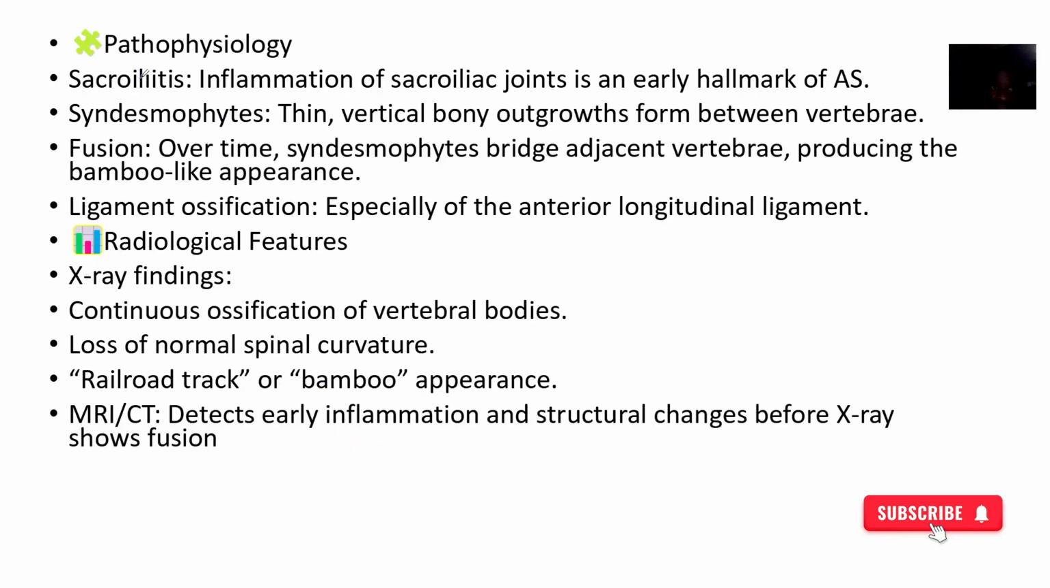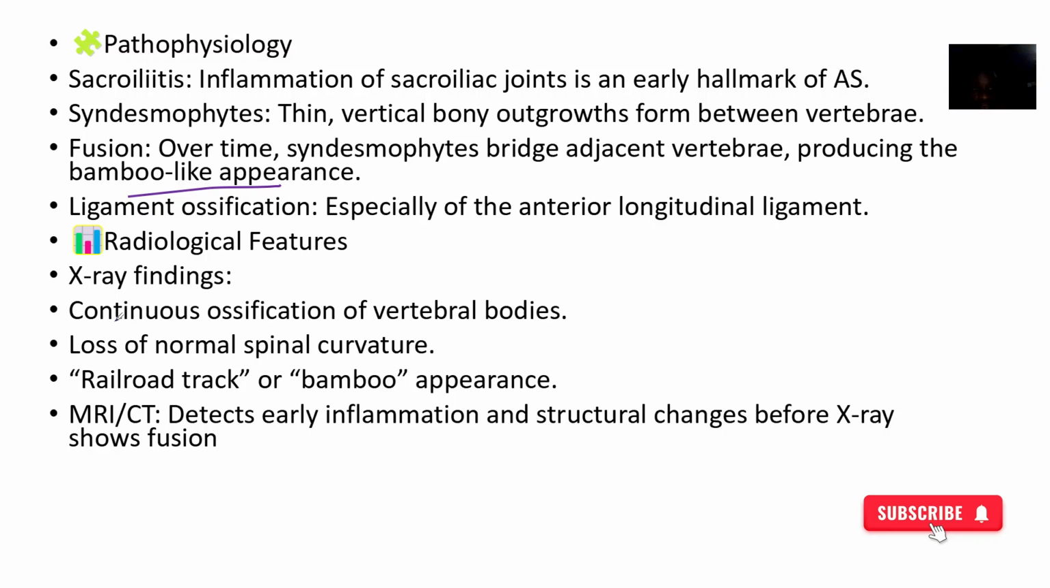So, pathophysiology. Sacroiliitis, inflammation of the sacroiliac joint, is the early hallmark of it, followed by what? Syndesmophytes. So you have tiny bony outgrowths from the vertebrae, then later on they fuse. If they grow over a particular demarcation, they fuse. Do you understand? So giving it a bamboo-like appearance. The ligaments are no longer flexible. They are actually having some calcifications in them, so they are ossifying.